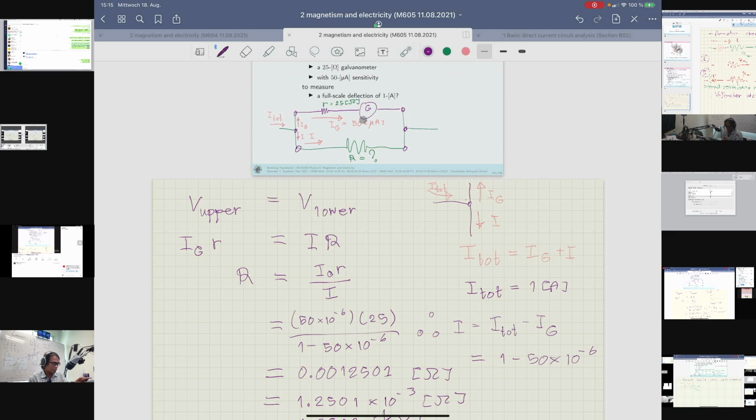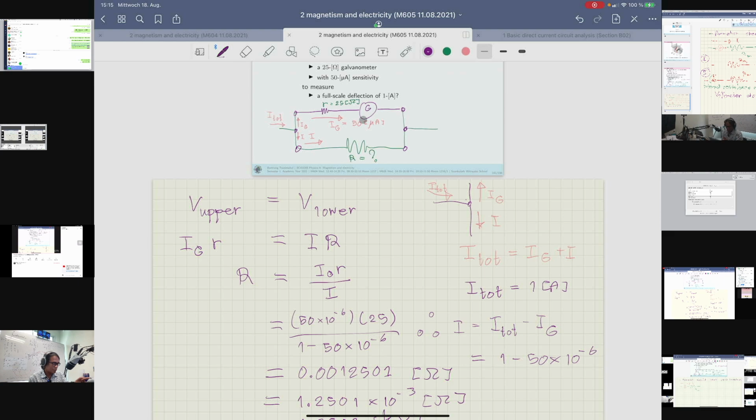Now we arrive at the galvanometer as the voltmeter like this.